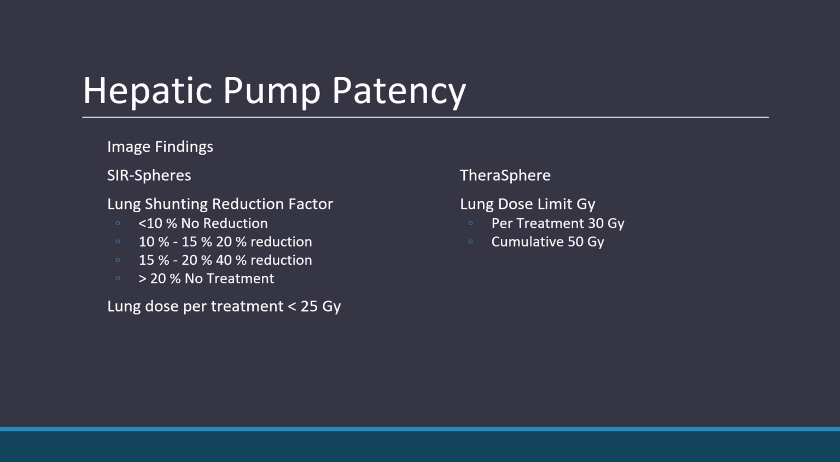With the TheraSpheres, there's also the lung dose limit, but it's based more on the total grays that will be given to the lungs. So the per treatment is on maximum of 30 grays to the lungs, and the cumulative cannot be more than 50.